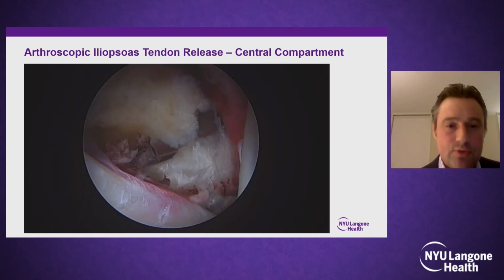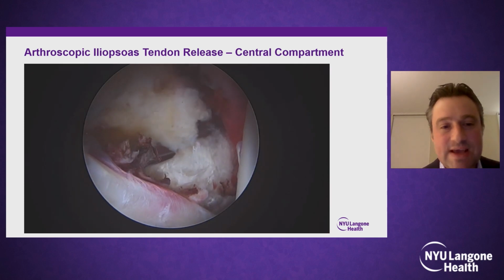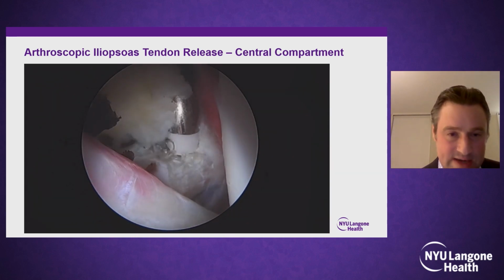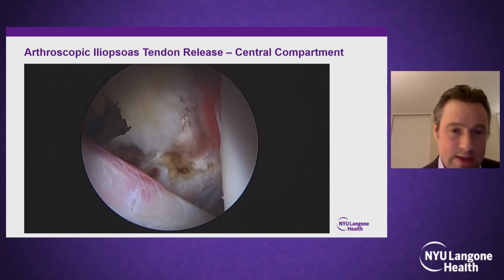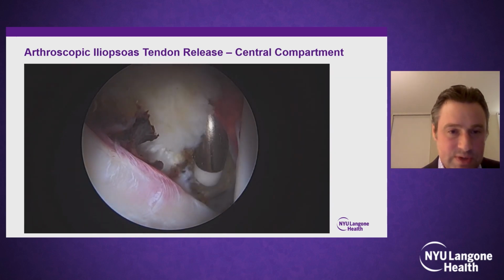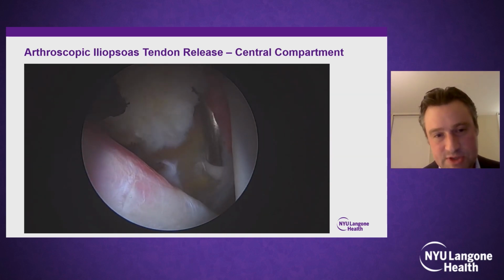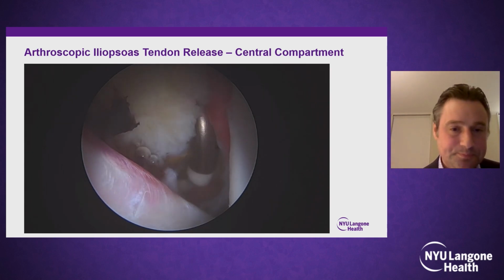So here's an example through the central compartment. You can see the erythema there, the labrum adjacent to the iliopsoas tendon where it's crossing the joint. And there's visualized kind of the anterior aspect of this approach in hip arthroscopy, just releasing with an ablator there.